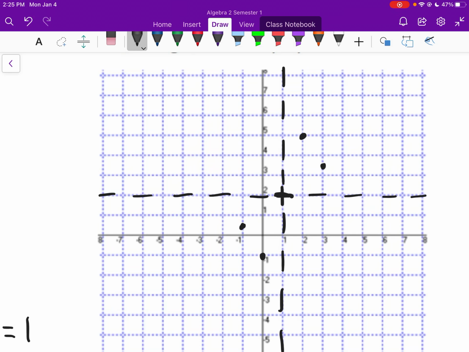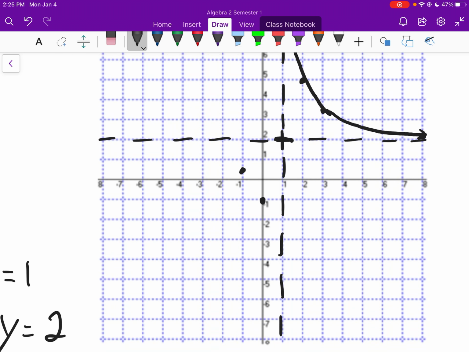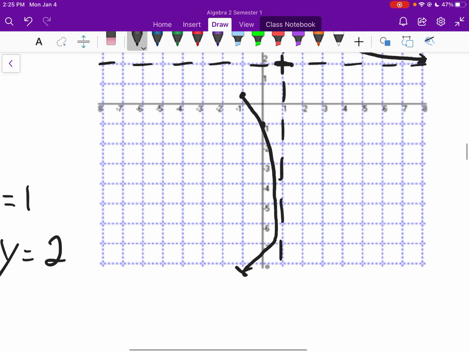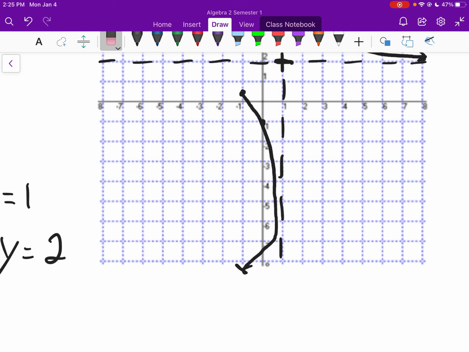Now, when you actually graph these hyperbolas, we said that it should never cross the asymptote. So what you need to do is go through those points, and then as you approach the asymptote, you're going to get closer and closer and closer, but never cross. Now, one thing I typically see when making the hyperbolas is this. The graph should never come back. The further you go along the asymptote, the closer and closer you should be getting.